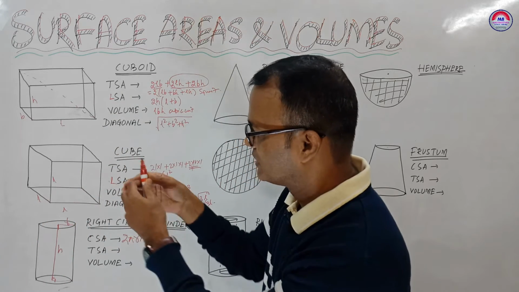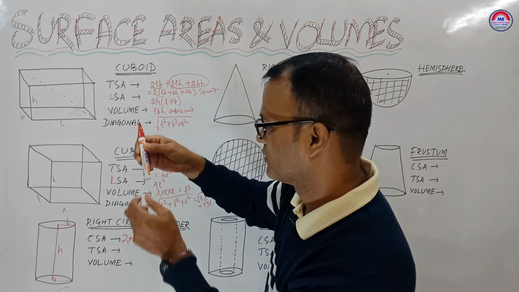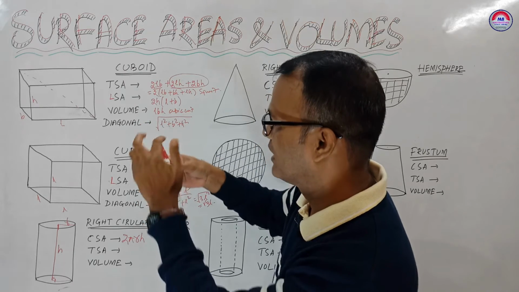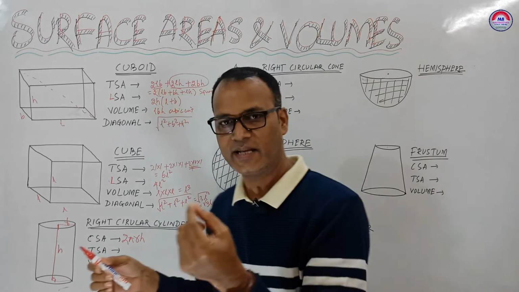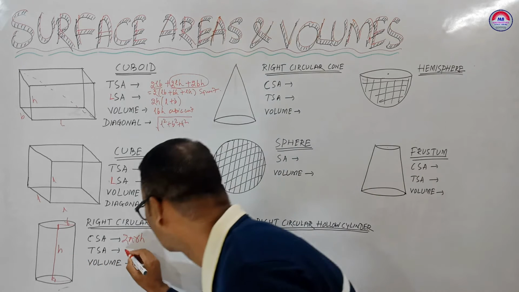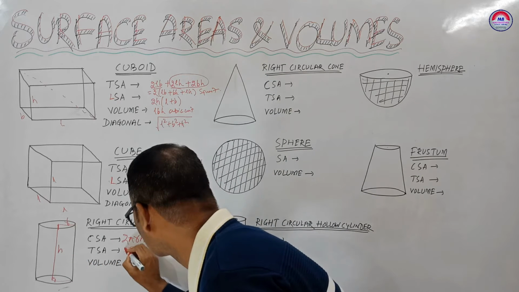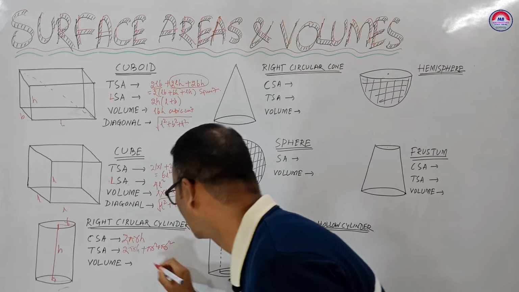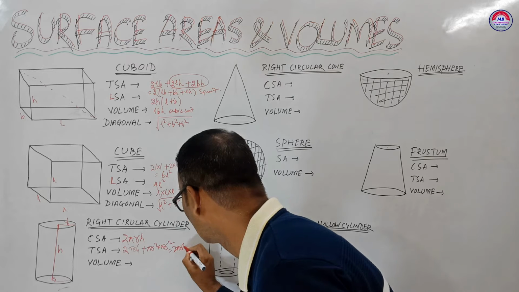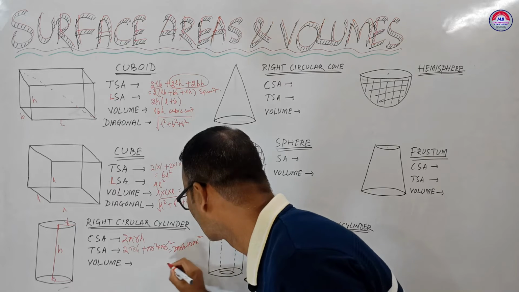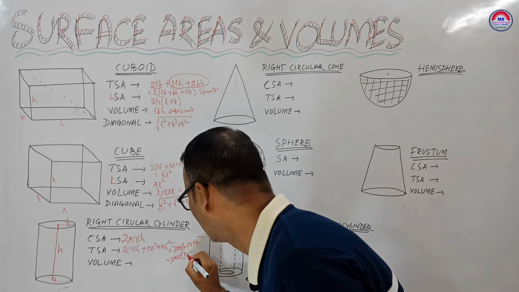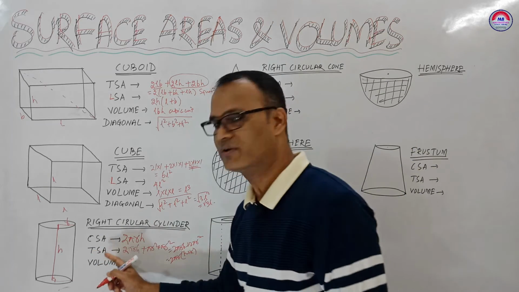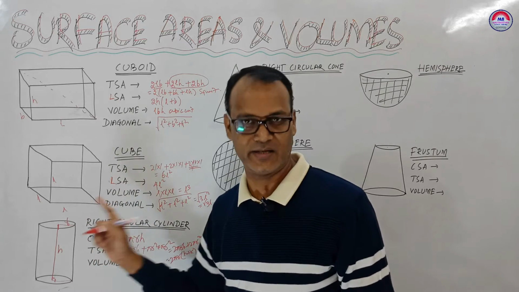You see here, this is the shape of a cylinder. Here you find a circle, and another here you will find a circle. Circle area is pi r square. So you can add: 2 pi r h plus pi r square plus pi r square. So here you can write 2 pi r h plus 2 pi r square. If you take 2 pi r common, then it will be h plus r. So 2 pi r into h plus r is the total surface area of the right circular cylinder.